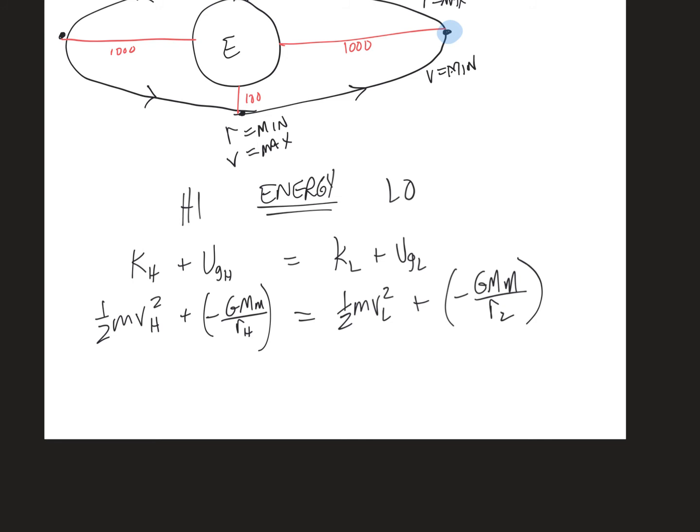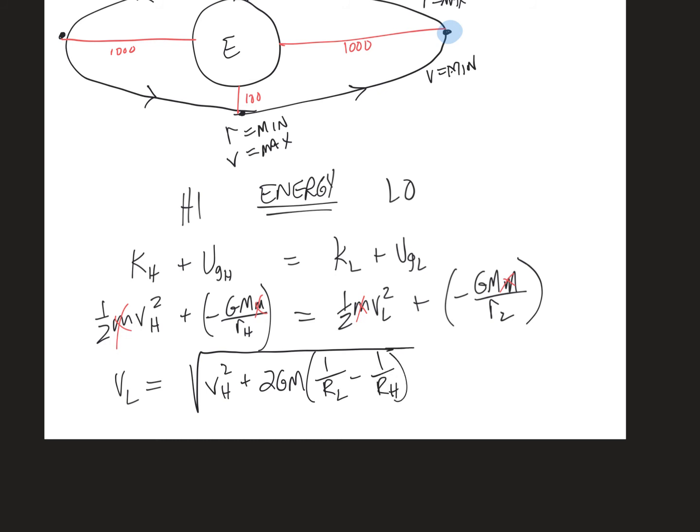And so if we solve for the V low orbit, what we're going to get, just in the algebra, will be V high squared plus 2GM, because the little mass, hopefully you notice, drops out of every term, times 1 over R low minus 1 over R high. Okay? And what this ends up being is a ridiculous speed.